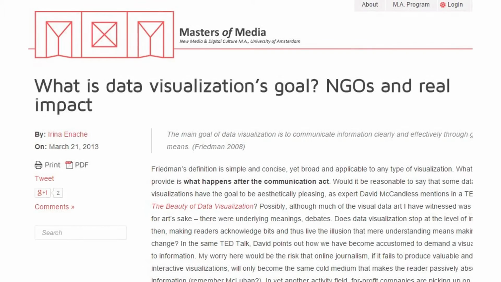For a more in-depth look at the theory behind the practice of data visualization, I highly recommend Inach's article, What is Data Visualization's Goal? NGOs and Real Impact. The link is available in the recommended reading list for this course.